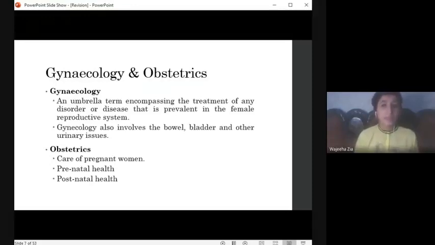So obstetrics is an umbrella term, and gynecology is an umbrella term. Gynecology deals with both the diseases of the female reproductive system, along with the healthy functioning of the female reproductive system, along with the bowel, bladder, and the other urinary tract issues. And obstetrics is about the care of the pregnant woman, the prenatal health, the postnatal health, and the most important thing is the healthy childbirth and the healthy fetus and the healthy mother.